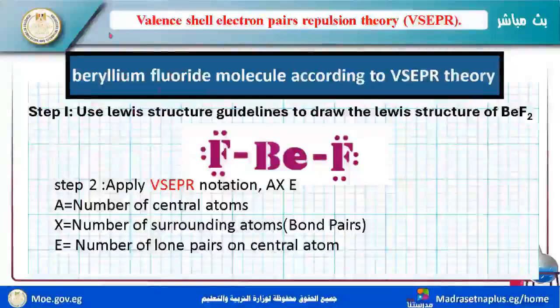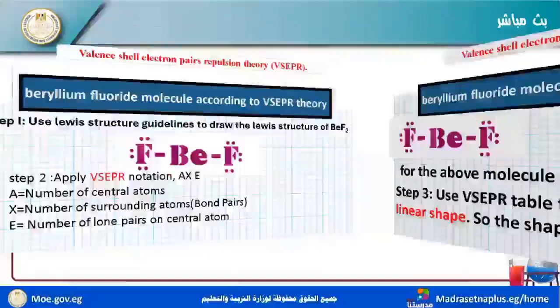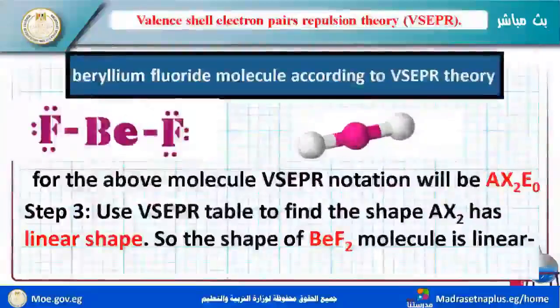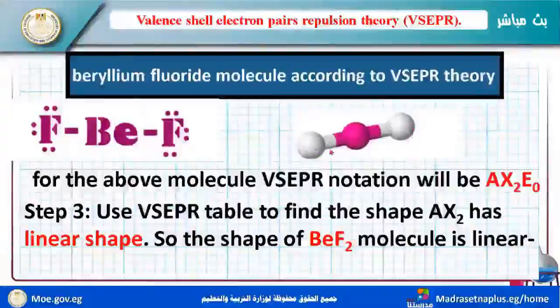Now, step number two, apply the VSEPR notation AXE. A is the number of central atoms, X is the number of surrounding atoms, bonded pairs. Now BeF2 is AX2. Number of lone pairs: no lone pairs here. Now we can define the number of electrons attached to another atom. We have beryllium fluoride molecules in this shape according to VSEPR theory, and we have a linear shape.